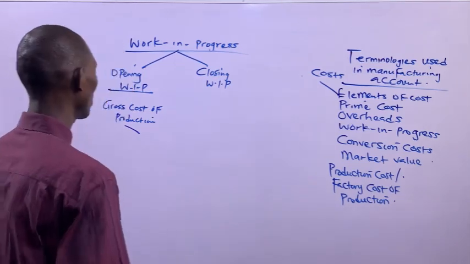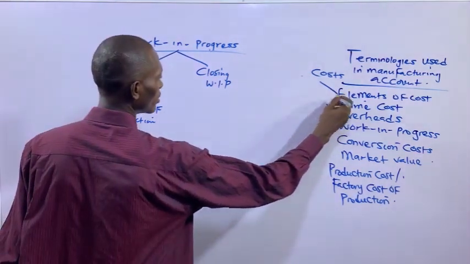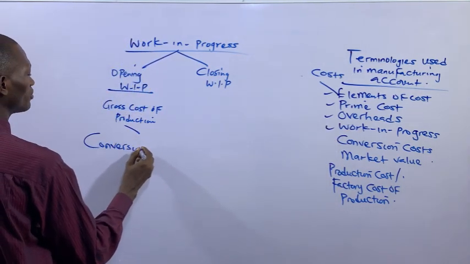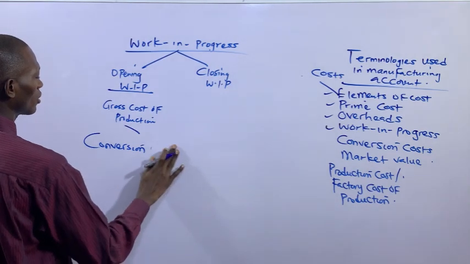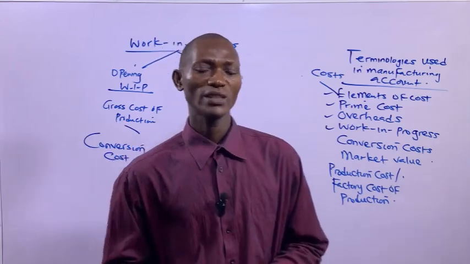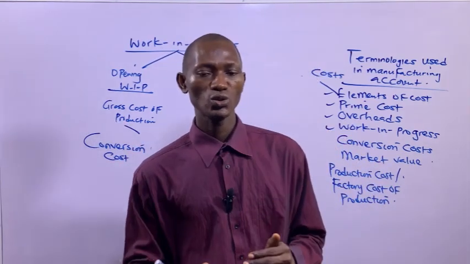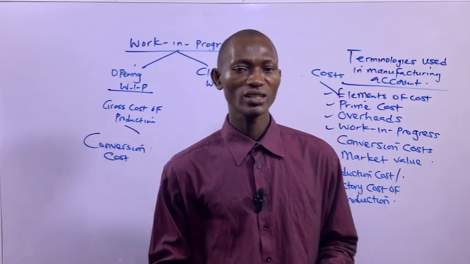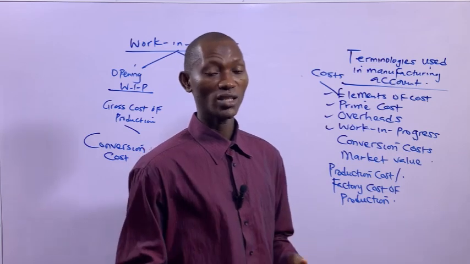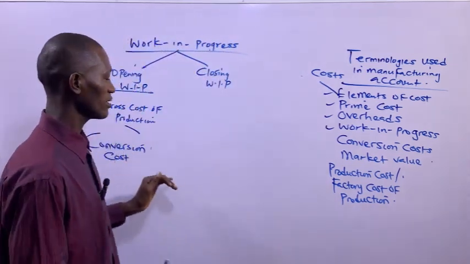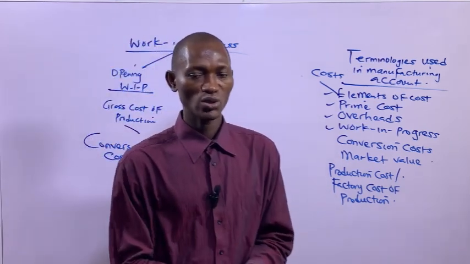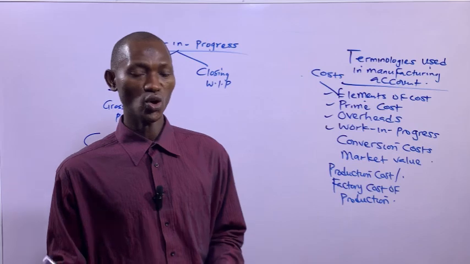Then let's go to conversion cost. Conversion costs are costs that are incurred to transform direct material into finished or semi-finished goods. That means conversion costs are costs that you spend on direct material to bring it into semi-finished goods or finished goods.